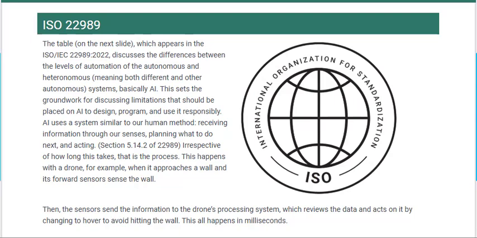Section 5.14.2 of 22989, irrespective of how long this takes, that is the process. This happens with a drone, for example, when it approaches a wall and its forward sensors sense the wall. ISO 22989, relationship between autonomy, heteronomy, and automation. Then the sensors send the information to the drone's processing system, which reviews the data and acts on it by changing to hover to avoid hitting the wall. This all happens in milliseconds.